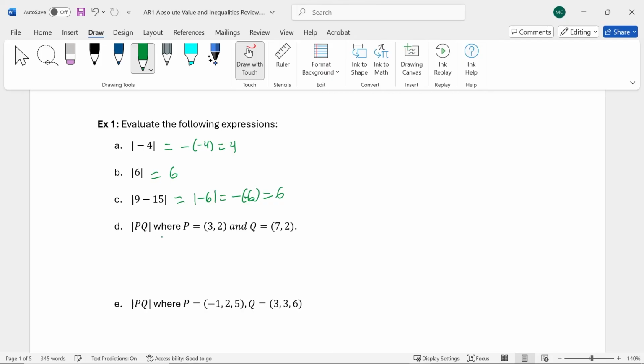Okay, now we've got a distance between 2 points in 2 dimensions, P and Q. So this is going to be the square root of, all right, we'll take Q, that's x2, 7 minus x1, so 7 minus 3 squared plus 2 minus 2 squared. That gives me the square root of 4 squared plus 0 squared, which is the square root of 4 squared, which is just 4.